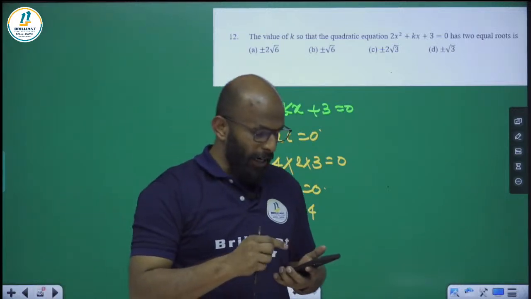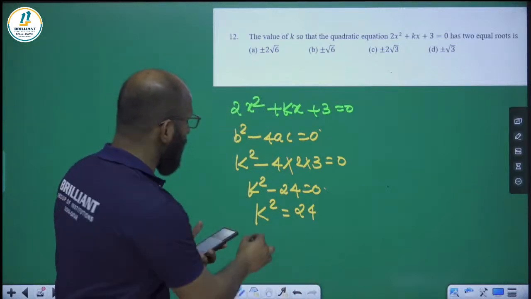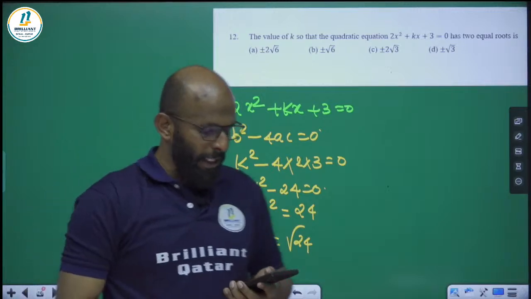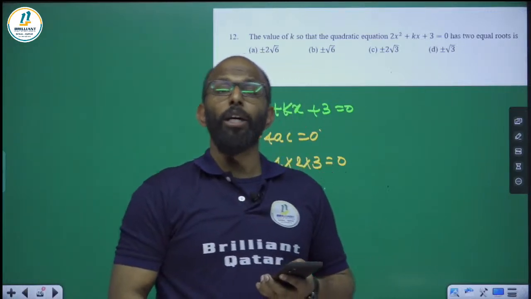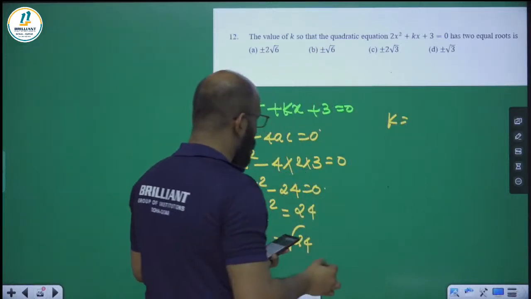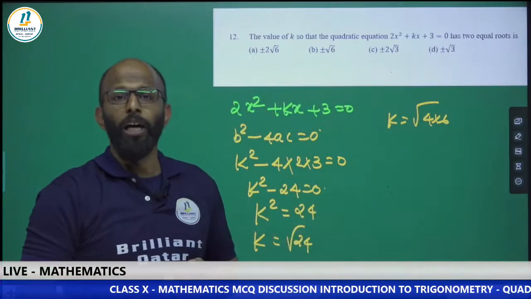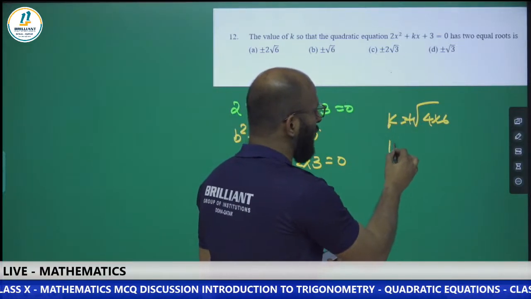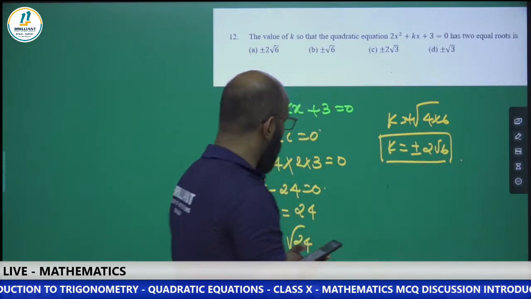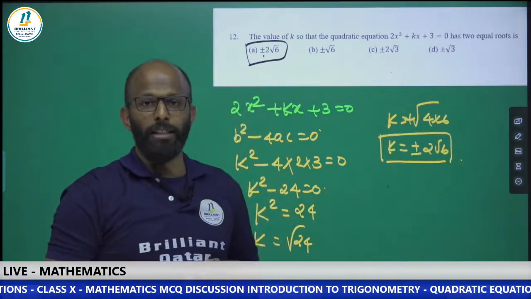A is equal to 2, b is equal to k. Value of k is equal to square root of 24. What is square root of 24 from the options? Yes, option A, plus or minus 2 root 6. k is equal to root 24. We can write root of 4 into 6. Root 4 is 2. So here plus or minus is there. k is equal to plus or minus 2 root 6 is the answer. Our option A is the correct answer.